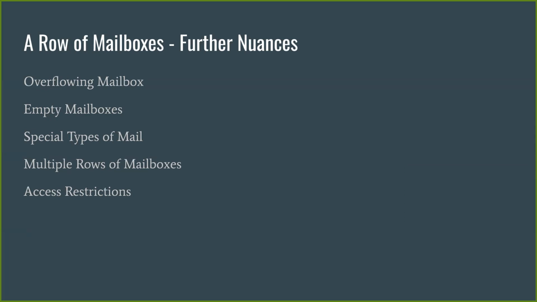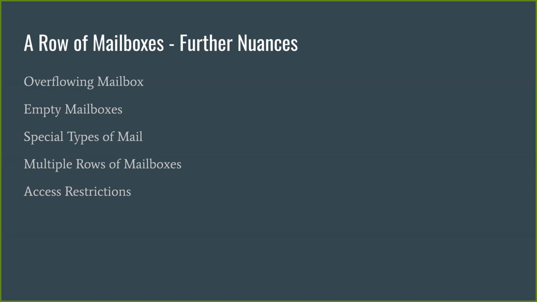And let's say for multiple rows of mailboxes, you can imagine a post office. A post office might have several rows of mailboxes, and you can think of that as a multi-dimensional array in programming. So you might navigate through rows, being the first dimension, and then to specific mailboxes in a row. This will be the second dimension.